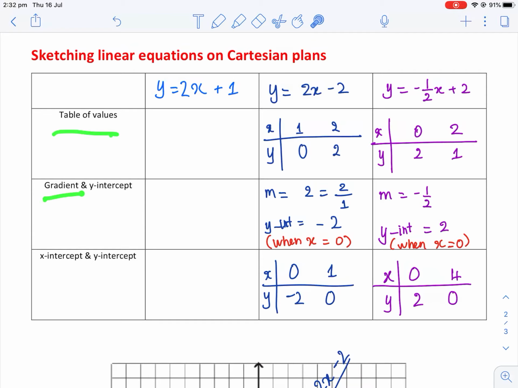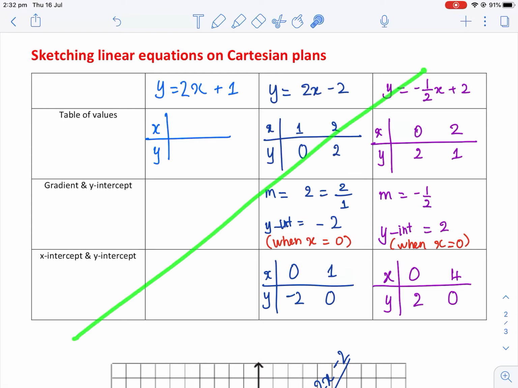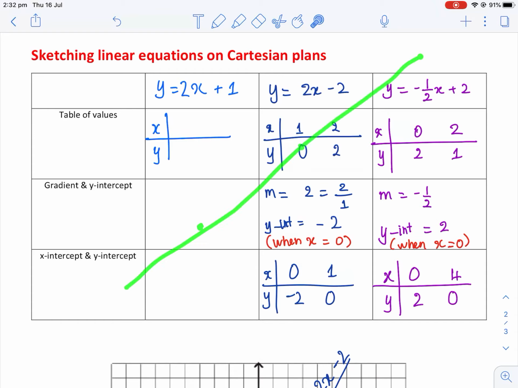They are table of values, gradient and y-intercept method, or x-intercept and y-intercept method. So the first one is table of values. What I do, I'm going to make a very simple table with x and y in there. And remember, for me, a linear equation is a straight line. To draw a straight line, you just need 2 points only, and then you connect those 2 points together to make the line.